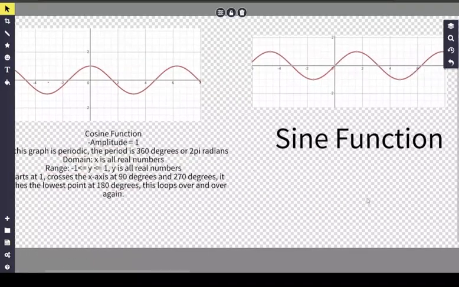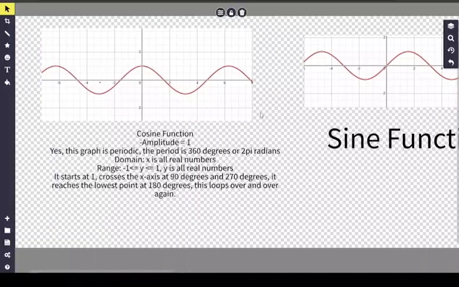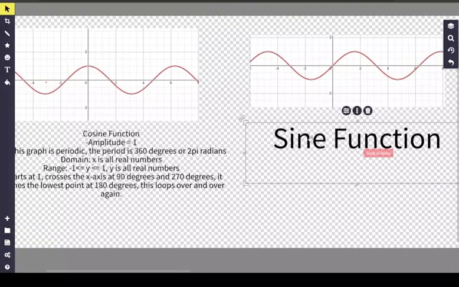Alright, now let's go ahead and do the sine function. So you look at these functions, you're like, hey, wait a minute, they're so similar. What's the difference? Well, the sine function is actually just the cosine function, but you moved it 90 degrees to the right, 90 degrees to the left. So if you move the sine graph 90 degrees to the left, it's going to become the exact cosine function.